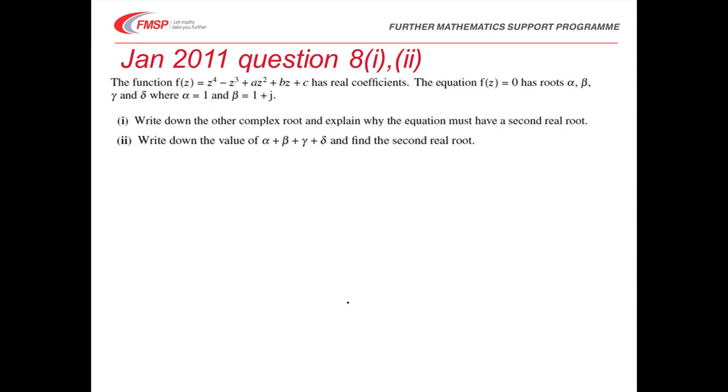Okay, for part 1, write down the other complex root. Well, we know that complex roots occur in conjugate pairs, so the other complex root is 1 minus j. And we know that in an equation with real coefficients, complex roots occur in conjugate pairs.